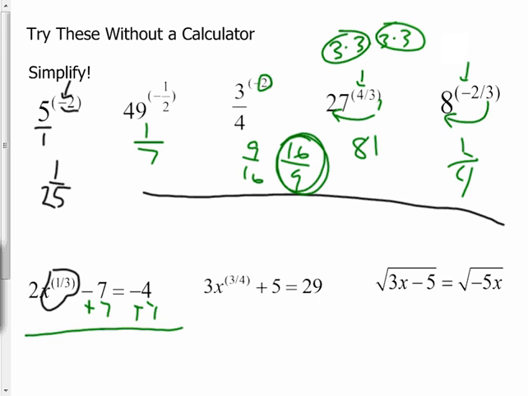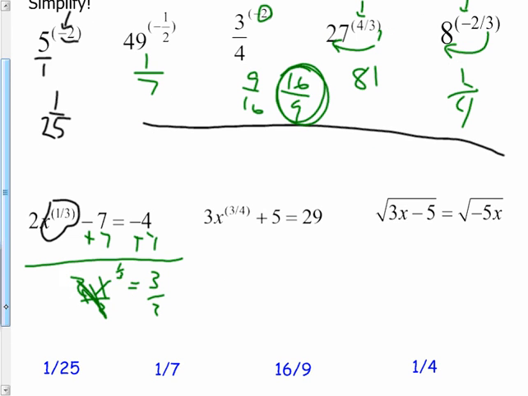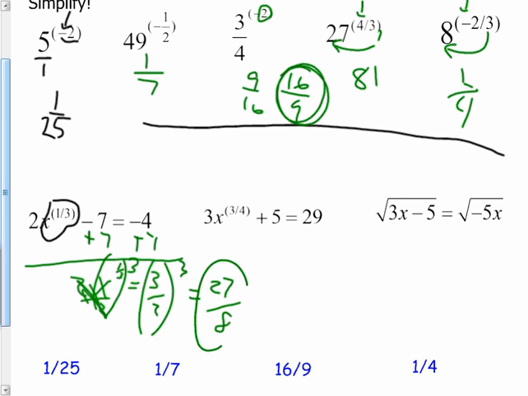And then how do I get this clump alone? Add 7. 3 equals 2x to the 1/3. Divide by 2. Now how do I get that x to the 1/3 to be alone? Cube it. Final answer. 27/8 is correct.